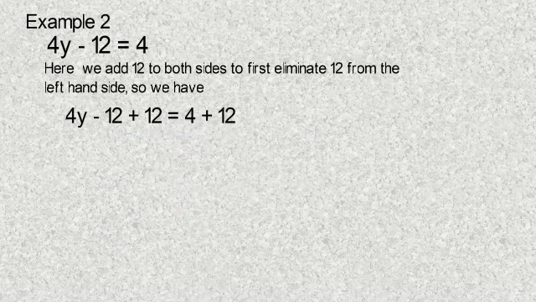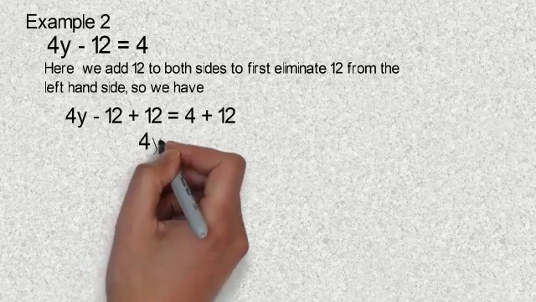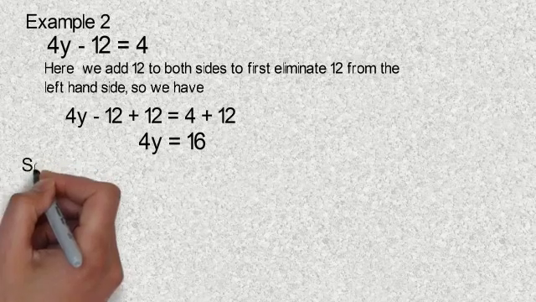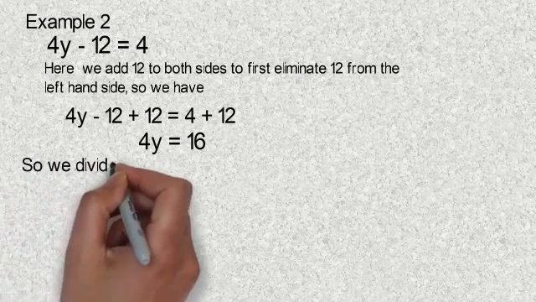Can you see I've added 12 to both sides of the equation? So here on the left hand side I have minus 12 plus 12. We strike it out to be 0. So I have 4y minus what? 0, which is 4y. And on the right side I have 4 plus 12. What will 4 plus 12 give us?